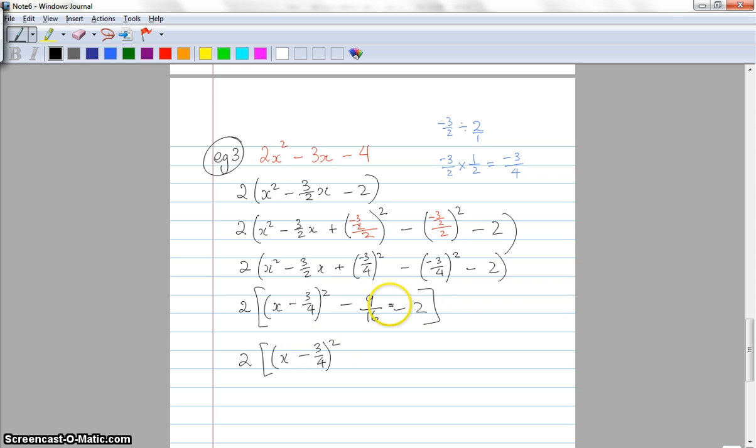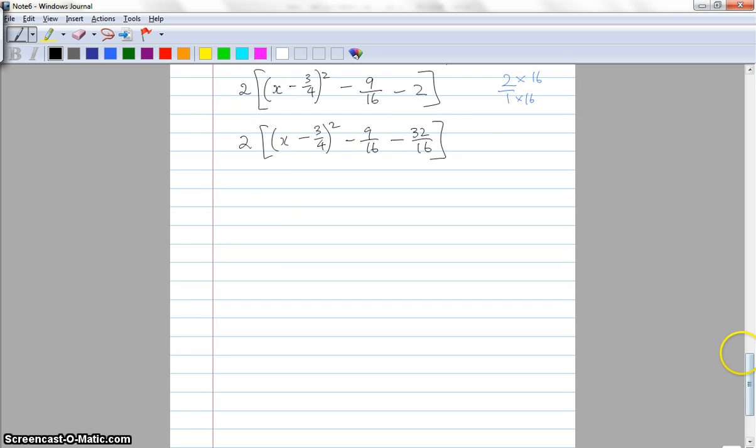Now again, I'm going to get these under a common denominator. 2 is the same as 2 over 1. If I want to make the denominator 16, I have to multiply by 16, which means I have to multiply the top by 16 as well. So I get minus 9 over 16 minus 32 over 16. A little bit messy, but not too bad. This becomes 2x minus 3 over 4 squared minus 9 minus 32 is negative 41 over 16.